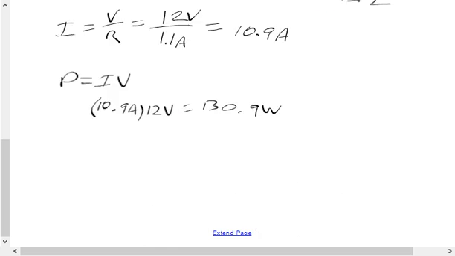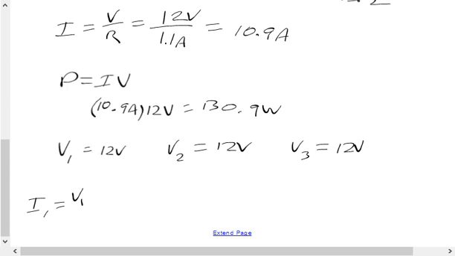So the voltage across resistor 1 is equal to 12 volts. The voltage drop across resistor 2 is equal to 12 volts. And the voltage drop across resistor 3 is 12 volts. But the current is different for each one. So the current going through resistor 1 is equal to V over R. So it's the 12 volts going across the resistor divided by the resistance of it, which I believe was 2 ohms. So that would give us 6 amps of current going through that resistor.